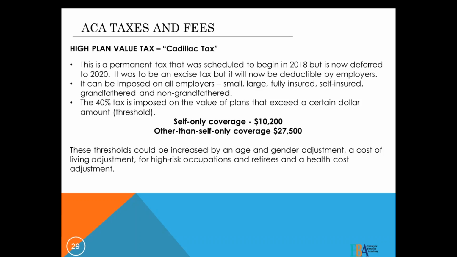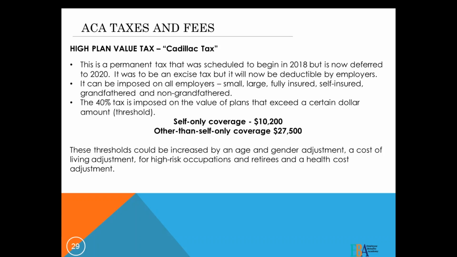This is the last tax that we're going to talk about today. The last tax is the high plan value tax, and most of us call it the Cadillac tax. I'm sure the Cadillac company doesn't appreciate that, but we nonetheless still call it a Cadillac tax. This is a permanent tax. It was scheduled to begin in 2018, but Congress has deferred it to 2020. They made that change in late 2015. It was to be an excise tax, and Congress made it deductible by employers, also late in 2015.